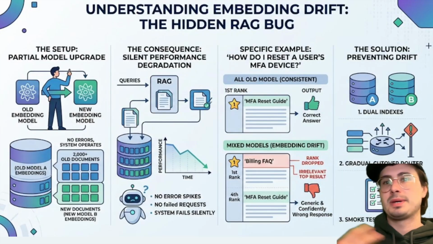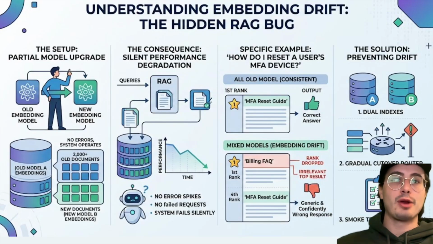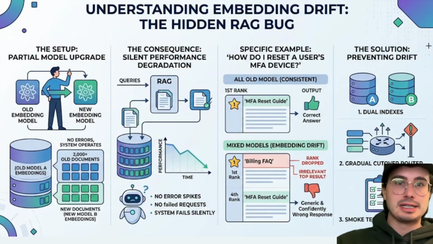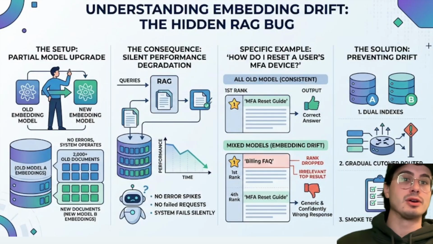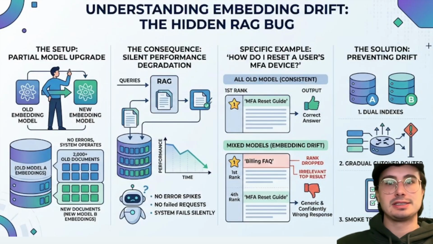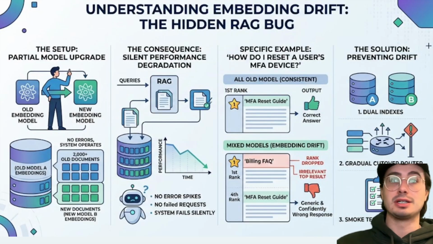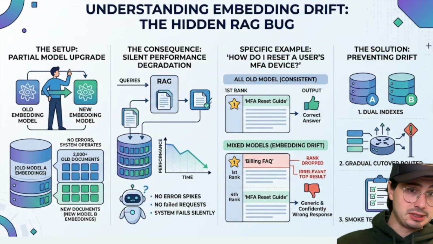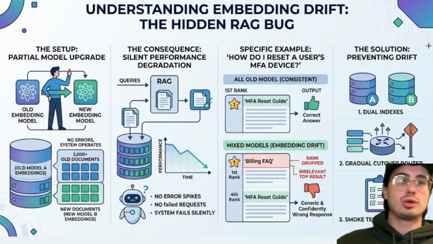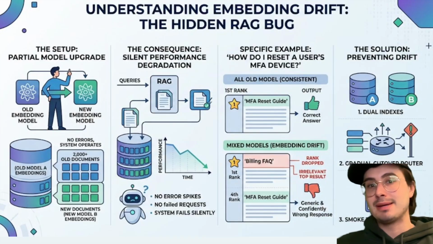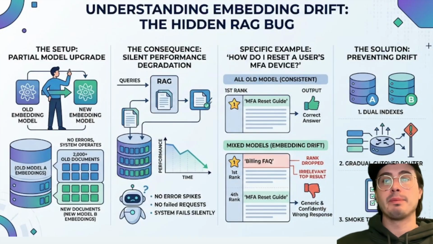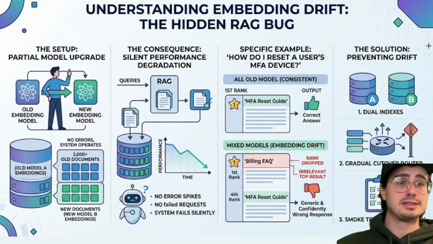silently. Picture a support bot that's been answering "how do I reset a user's MFA device" correctly for months, pulling the right document into context every time. Then someone swaps in a newer, better benchmarking embedding model, points new writes at it, and doesn't touch the 2,000 documents already indexed under the old one, because nothing is forcing that decision. And the bot, again, won't crash, but it'll start pulling a vaguely related billing FAQ into the top slot instead, maybe, and pushing the actual answer down past the context window, and the response that eventually comes back will be generic and confidently wrong.